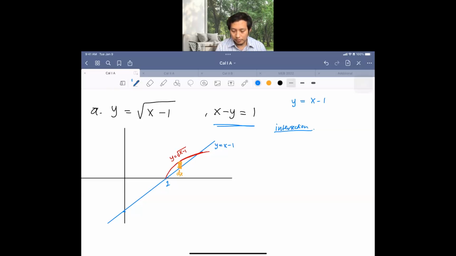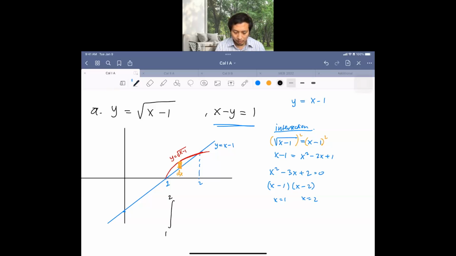Let's equate these two. So we will have x minus 1 and then x squared minus 2x plus 1. We square both of them. So we will have x squared minus 3x plus 2, so x minus 1, x minus 2. So x equal 1, x equal 2. So this will be x equal 2. Okay, now what's next is the integration from 1 to 2 of square root of x minus 1 minus (x minus 1).